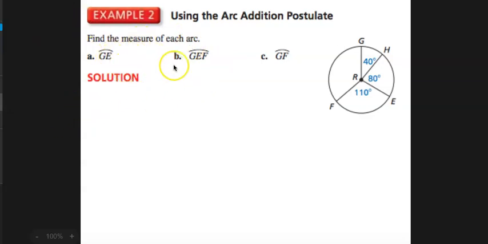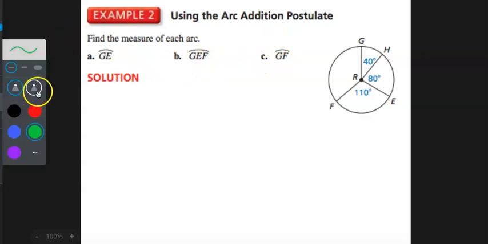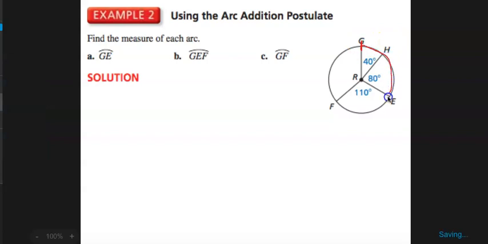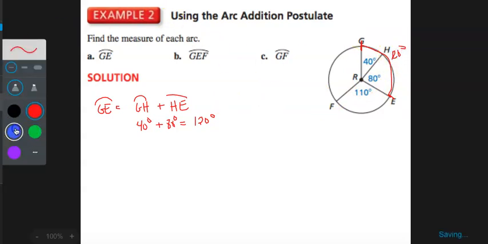So we have arc GE, GEF, and GF. I'll do GE in red here. G is from here all the way to here. So arc GE is equal to arc GH plus arc HE. We have 40 plus 80, giving us a grand total of 120 degrees. Now that we know this is 120, we have arc GEF.